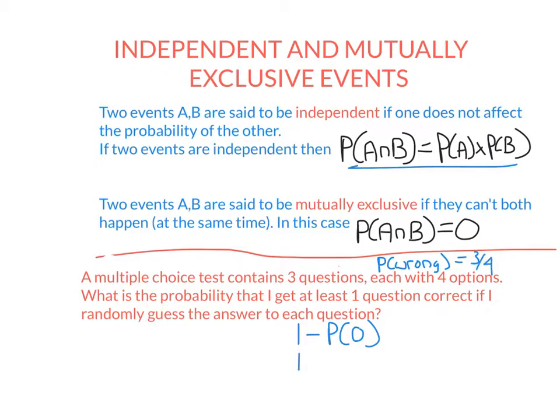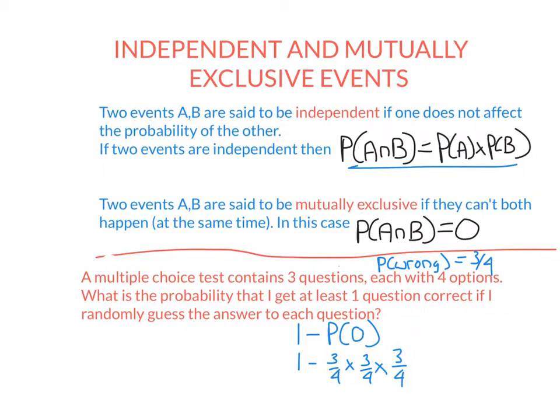So the probability I answer 3 questions in a row wrong: each one's 3/4, but I can just times them together because the events are independent. Because if I randomly guess the answer to the first question, it doesn't affect my chances of getting the second question right. If I randomly guess each question, it doesn't matter what happened on previous questions, my chance of getting it wrong each time is the same, 3/4.